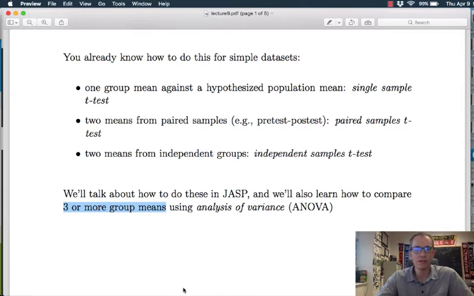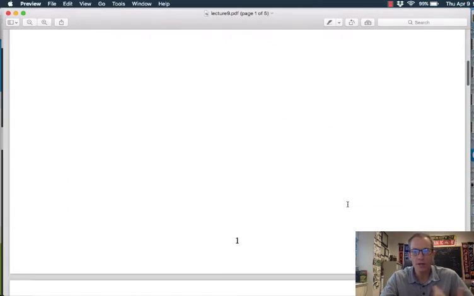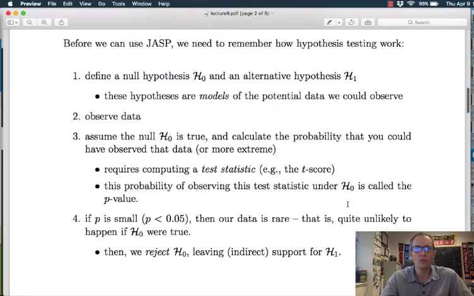So all of the examples we've done so far, we have talked about how to compare two group means, exactly two. But what happens when you want to use three or more? Well, t-test will no longer work, but we're going to use something called Analysis of Variance, or ANOVA for short. And it's an easy couple of clicks in JASP to implement this new technique. So the first thing that we need to do before we can use JASP is we need to remember how hypothesis testing works. When we get to JASP, it's just going to be some quick pointing and clicking and everything's going to be done. We need to remember what's really going on under the hood.